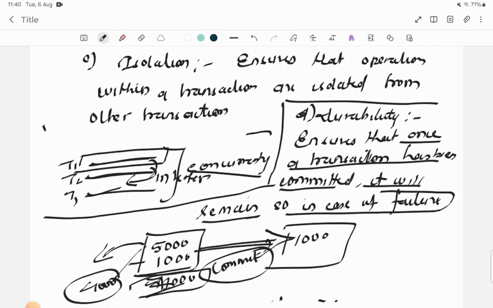Okay, so I hope you got the ACID properties. So this is a very important concept. So in the next video I'll come up with transaction states.